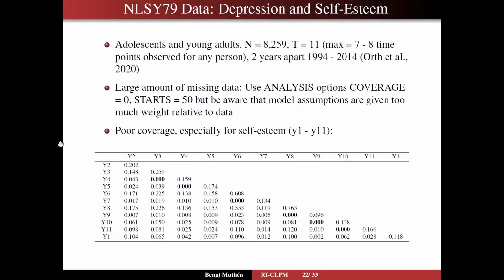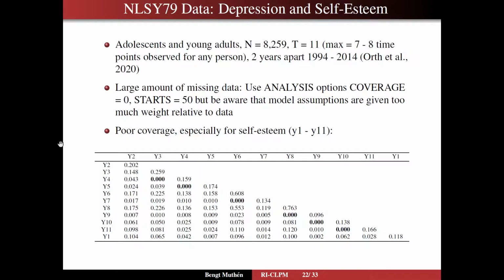Turning to slide 22, we'll look at another data set from the National Longitudinal Study of Youth 79, NLSY 79, where again we'll look at depression and self-esteem. And this is again data taken from the Ort et al. article, and it concerns adolescents and young adults. Total sample size 8,000 plus, and total number of time points is 11. These are measured 2 years apart from 1994 to 2014.